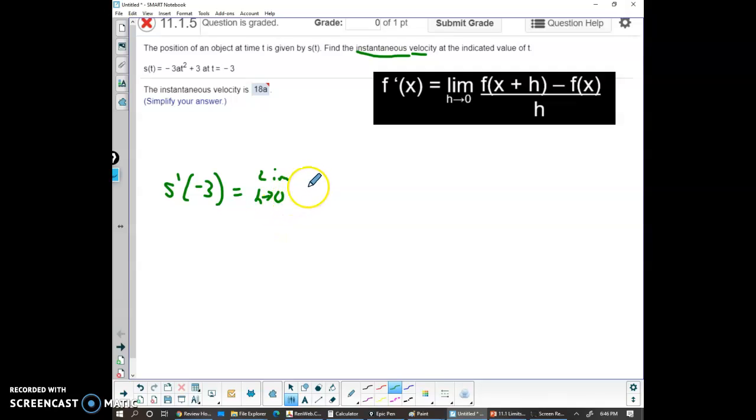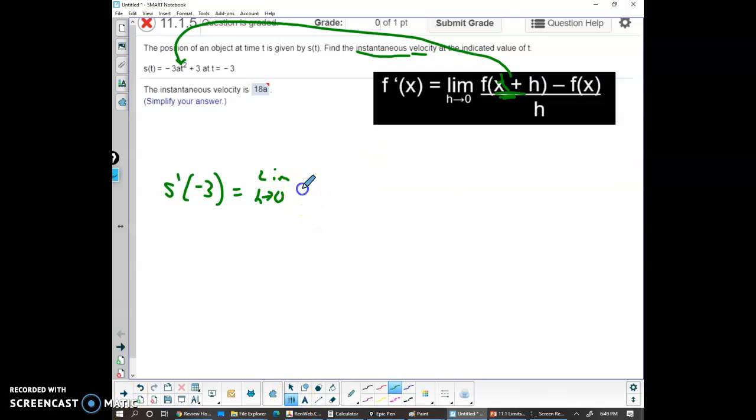Anyhow, we're trying to figure out an instantaneous velocity here. x plus h is what you are substituting into the function. In this case, x is t, so you're replacing this t here with x plus h, or in this case, t plus h.